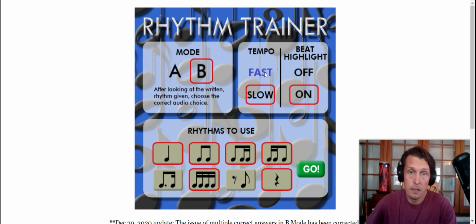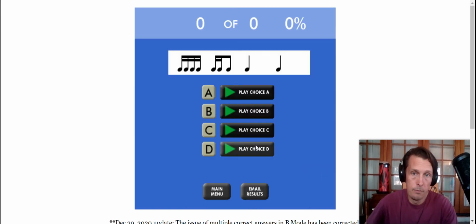Let's go to mode B, same settings, slow tempo, beat highlight, same six rhythms. The difference between blueberry and grammar frog is usually the most confusing for kids. In blueberry, since the first syllable is longer, we want the longer eighth note, and the fast one's in the back. Mode B, before you listen to the choices, practice saying it.